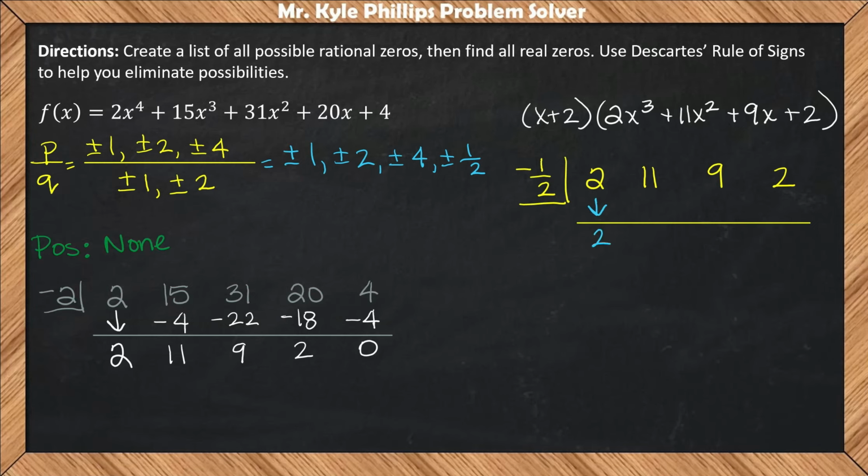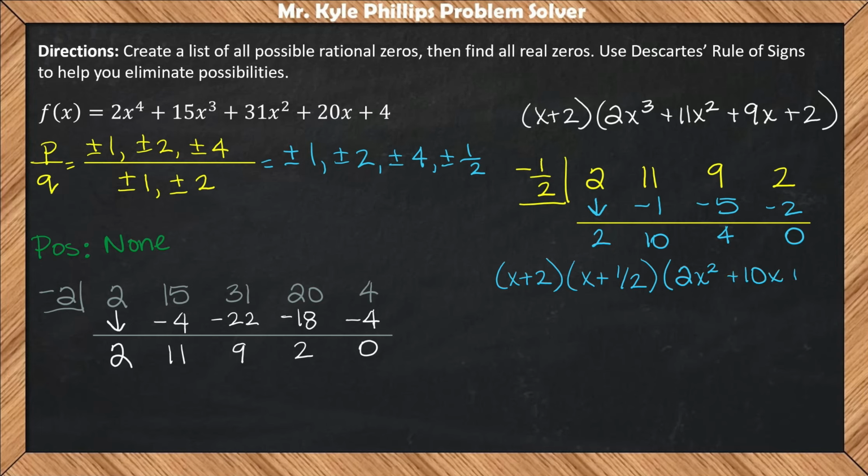First term comes down. This is going to give me -1. Now I have, when I multiply, -5, and when I multiply I get -2 and 0. So -1/2 is going to be one of the solutions. So now when I write out my factors, I have x plus 2, x plus 1/2, and now remember that your degree decreases by 1. So this started with x cubed, now this will be x squared. 2x squared plus 10x plus 4.